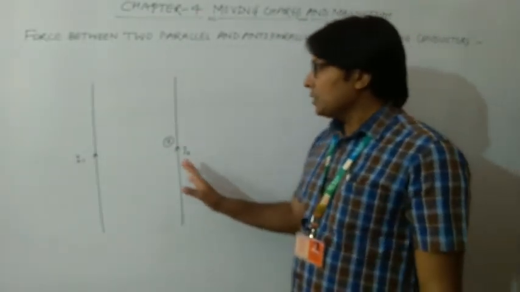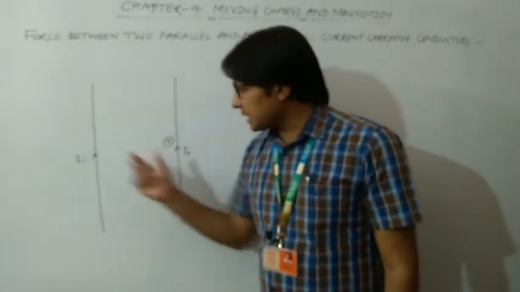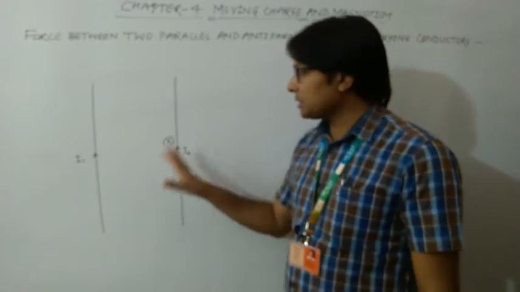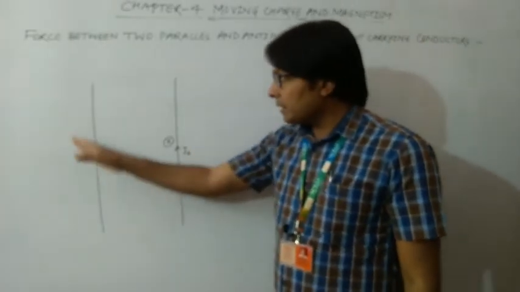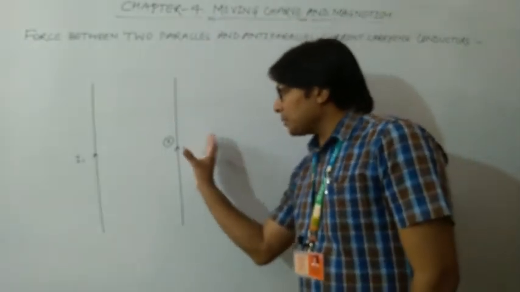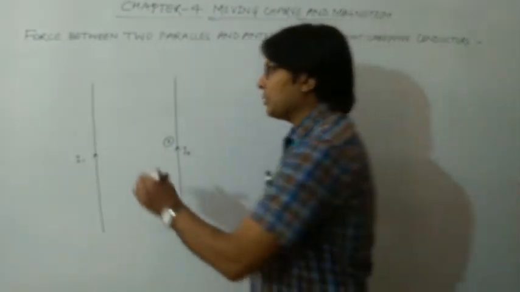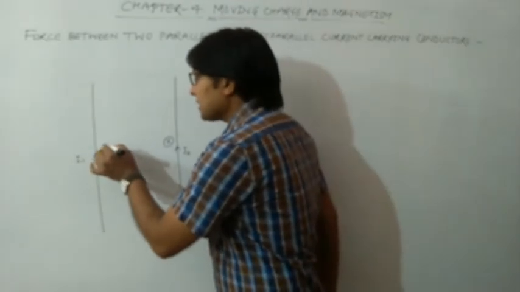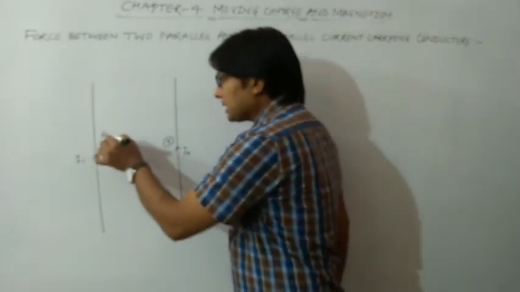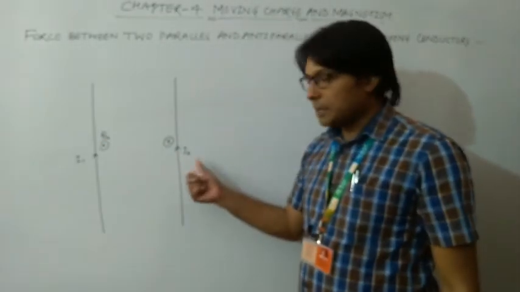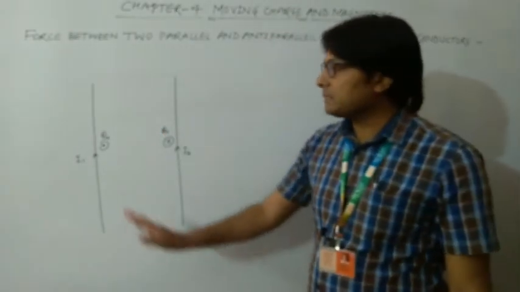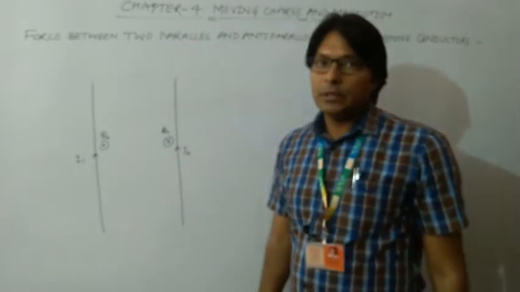Now this conductor is placed on the left hand side of the other conductor. Therefore, the direction of the magnetic field in which this conductor is placed is perpendicularly outward, and perpendicularly outward means circle dot. This is the direction of B2, the magnetic field due to I2, and this is the direction of B1, the magnetic field of I1.